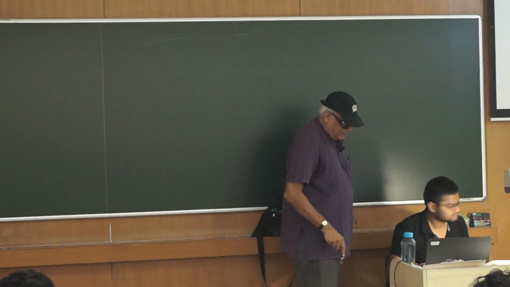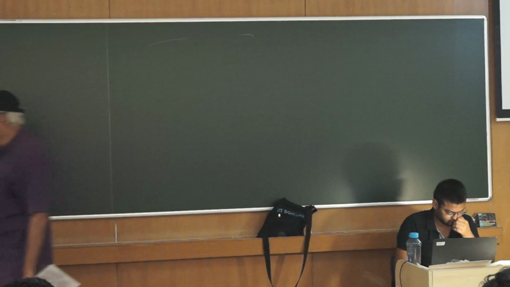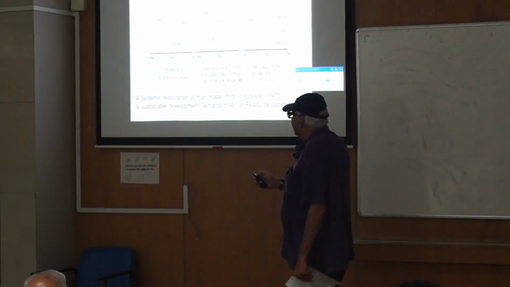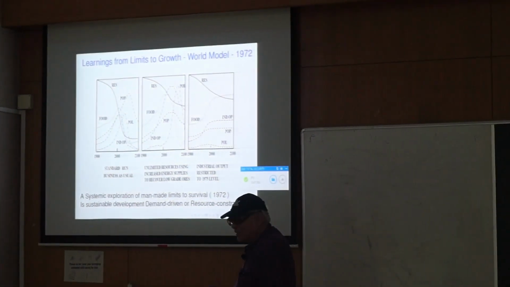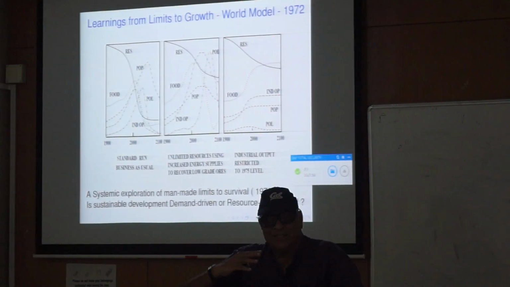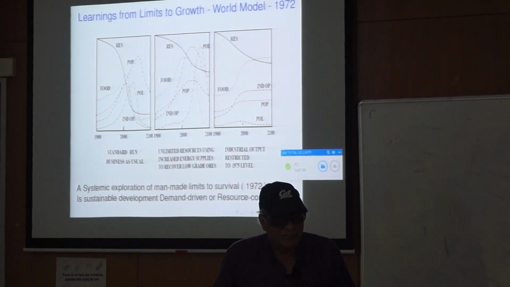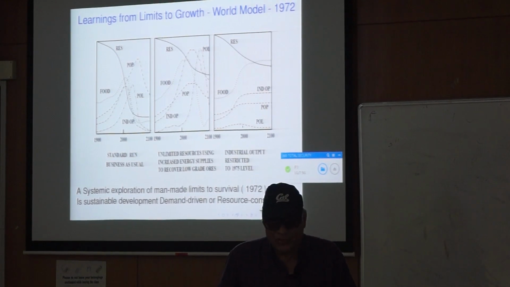They let the model run, which they call the standard run. And they found that in 1970, there are correlations between the variables. They're so correct that the state of the world in 1970 was correctly predicted. Correctly predicted.